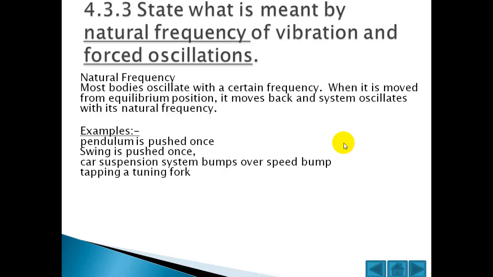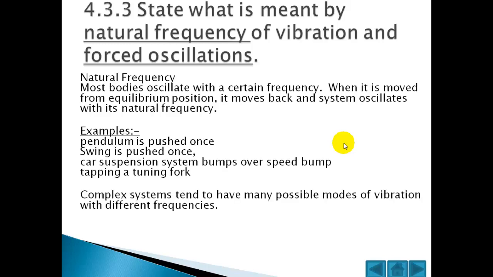When you tap a tuning fork, it will vibrate at a frequency which is the frequency of the tuning fork, its natural frequency. There are some systems which have many different possible modes of vibration with different frequencies.